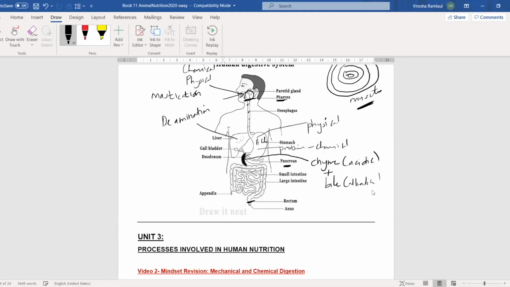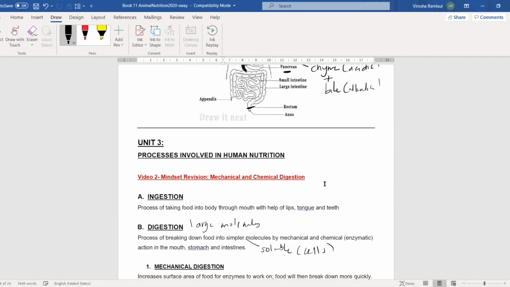Now, what does it mean? All carbohydrates will be broken into glucose, proteins will be broken into amino acids, and lipids will be broken down into 3 fatty acids and 1 glycerol.